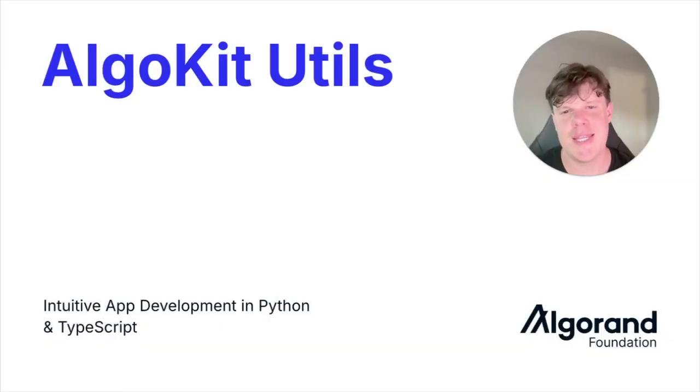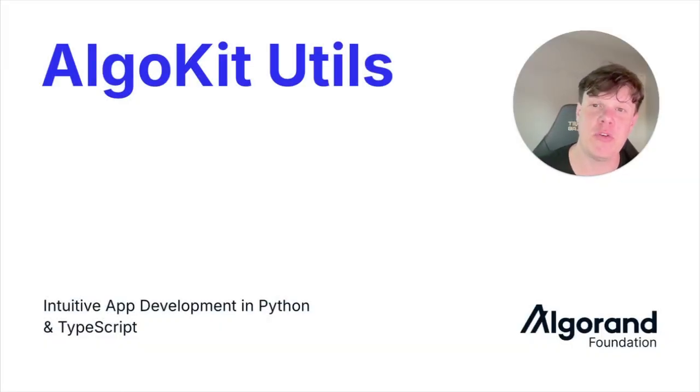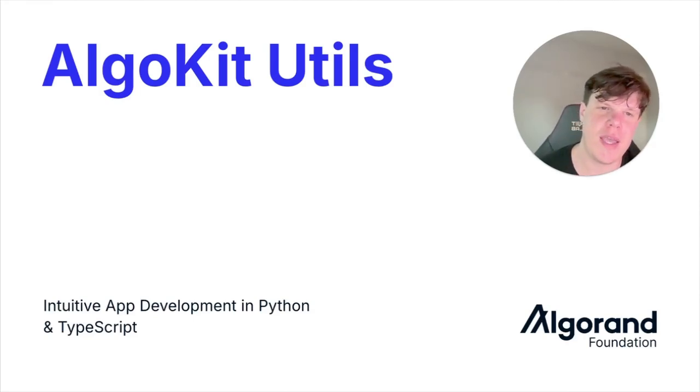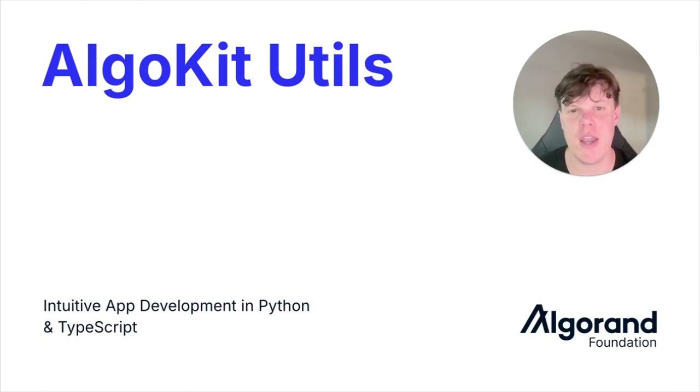Hey everyone, in this next section, we're going to cover Algokit Utils, which is a powerful library that simplifies building on Algorand by providing high-level utility functions on top of the Algorand SDK. So whether you're configuring network clients or managing accounts or sending transactions, or even calling and deploying smart contracts, Algokit Utils handles all of it with a clean and type-safe API to save you time and reduce errors.